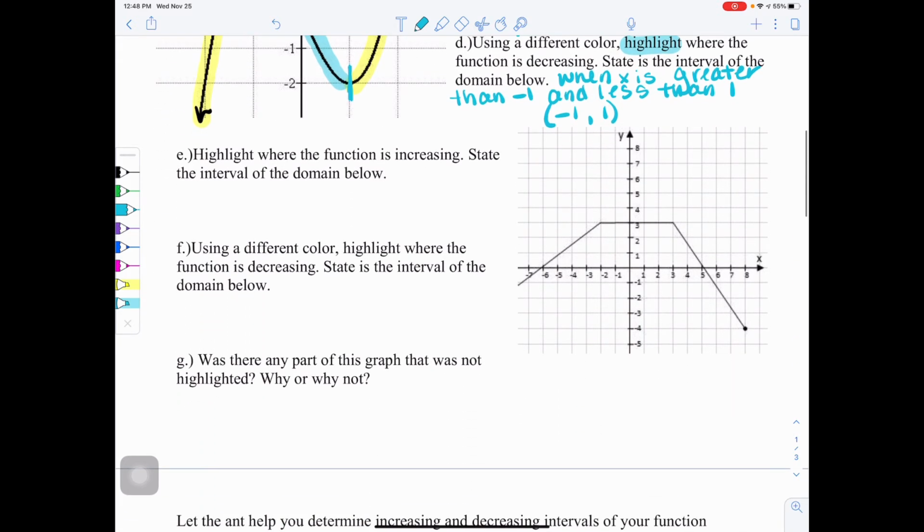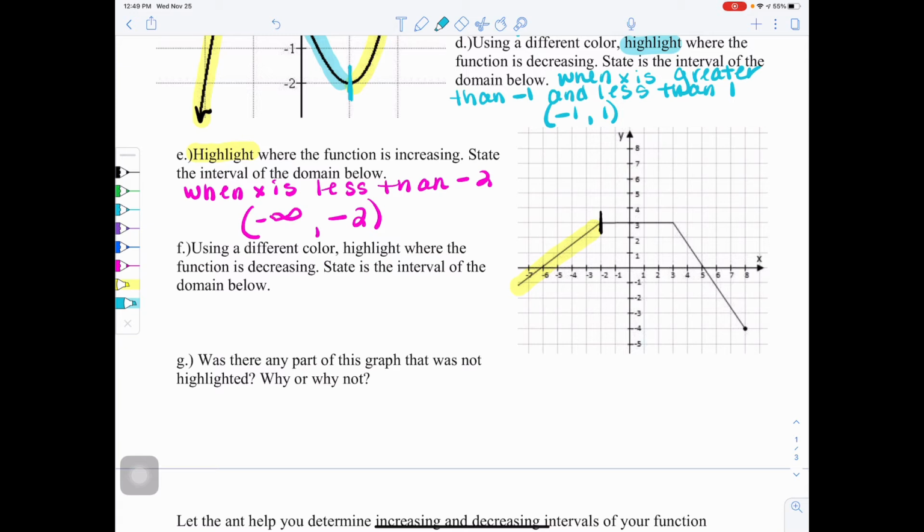Okay, next, we are going to look at a new graph again. We're going to highlight where the function is increasing and state the interval of the domain below. So increasing, remember, you're going uphill. So if I look at where I would be going uphill, it should be this section right here up until -2. So you can see that's our cutoff. So to describe in words, we would say when x is less than -2. And if I were going to write that in interval notation, -2 is my upper bound. So negative infinity would be my lower bound with parentheses around both.